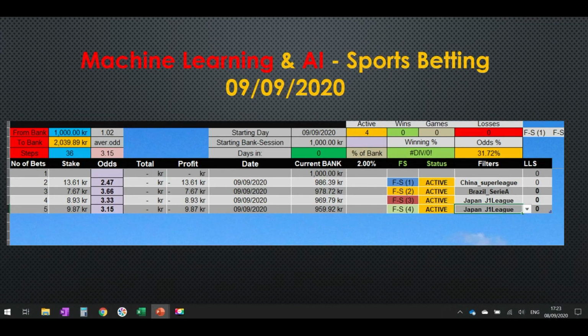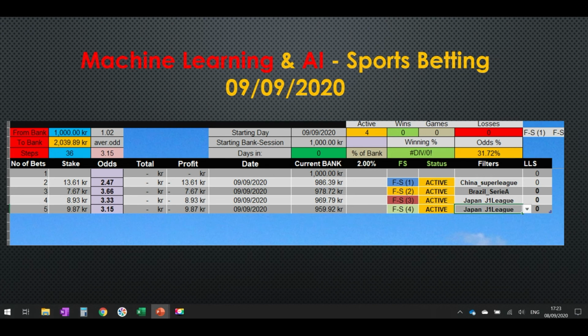Hello again. Today it is the first day of our betting journey. It is the 8th of September 2020 and the bets I have picked are for tomorrow, the 9th of September. As you can see, we start with a bankroll of 1000 Swedish crowns or 100 euros, and in 36 winning bets or winning steps, we will have 2039 kroner.